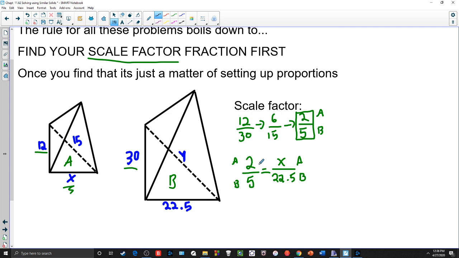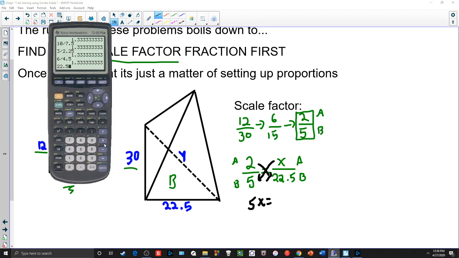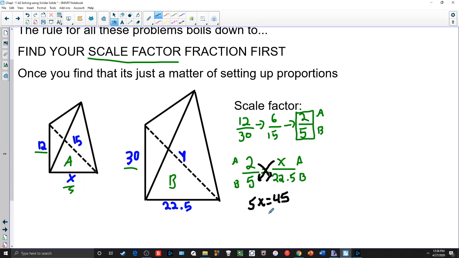And then I can go ahead and do my cross multiplication. So 5x is equal to, what would that be, 45, right? 22.5 times 2 would end up giving you 45. And then you divide by 5, and you get x is equal to 9.